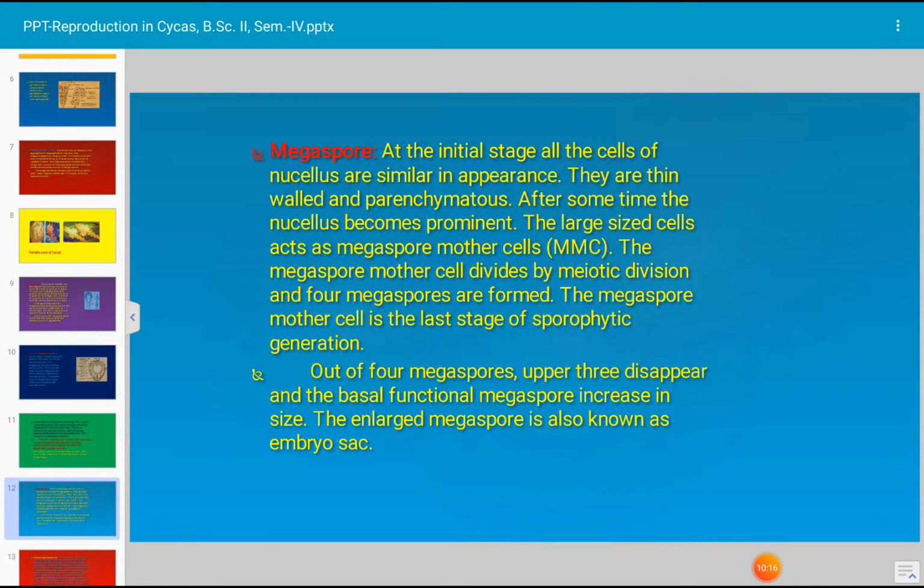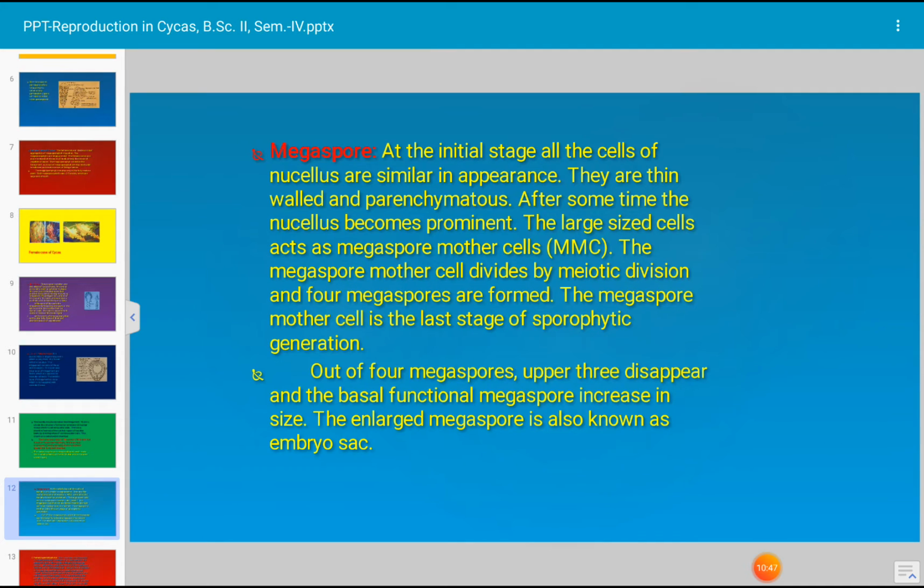Let us see the details of megaspore. At the initial stage, all the cells of nucellus are similar in appearance. They are thin-walled and parenchymatous in nature. After some time, the nucellus becomes prominent. The large-sized cell acts as megaspore mother cell, MMC in short form. The megaspore mother cell divides by meiotic division and 4 megaspores are formed.